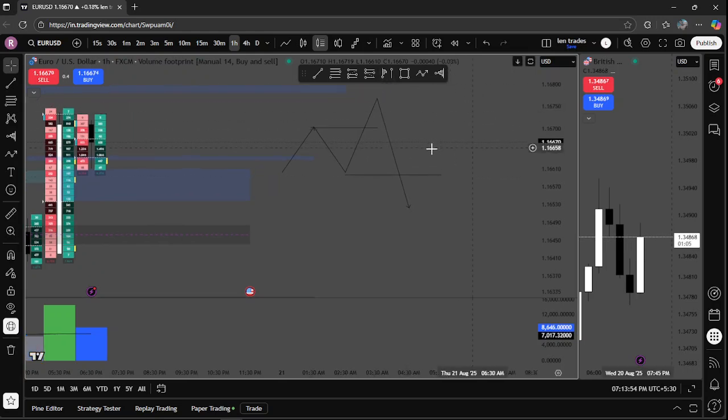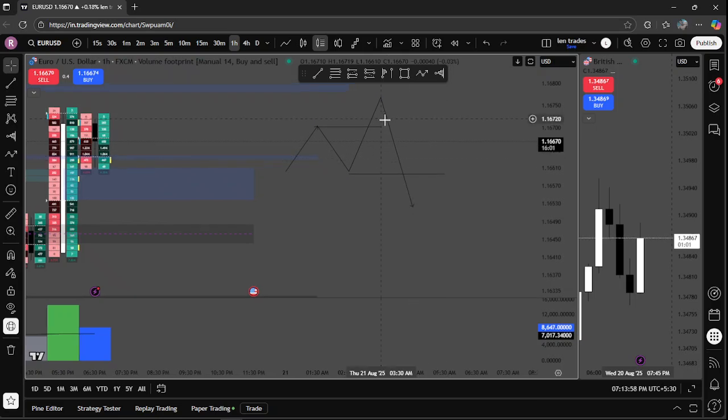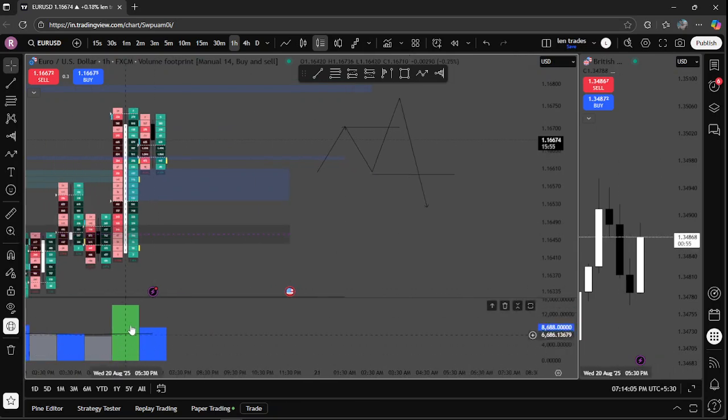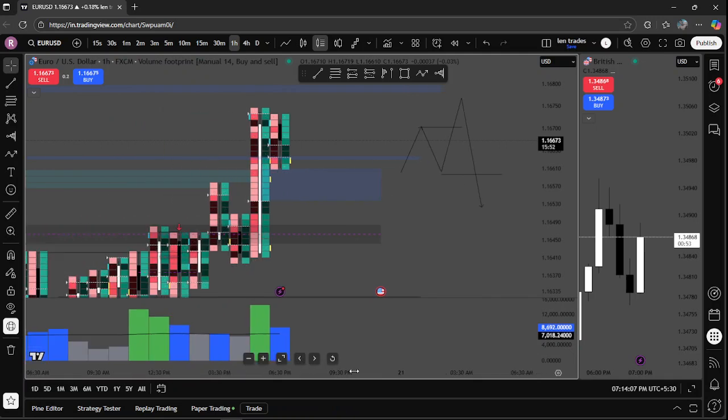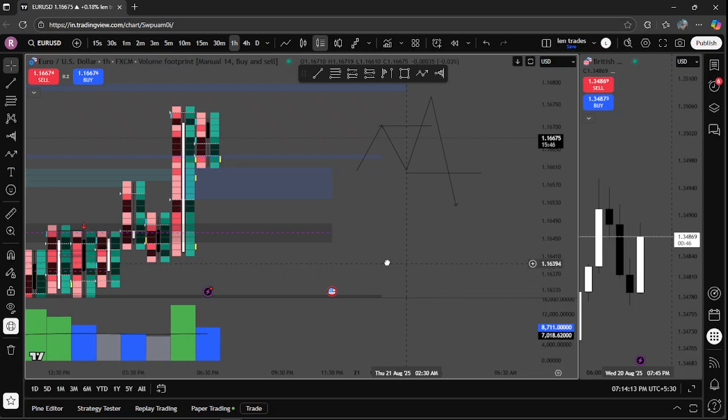So what I want to see is simple. First, I want to see initiative. First I want to see displacement, absolutely. Alongside that, I would like to see heavy volume come into the price. How am I looking? I'm using my own indicator to understand that it's above the average volume traded. Okay, that's my first confirmation.